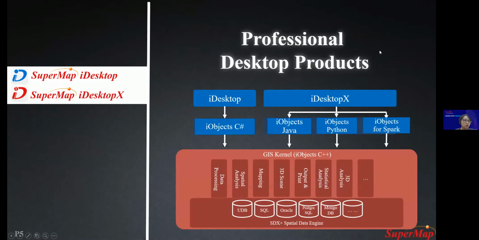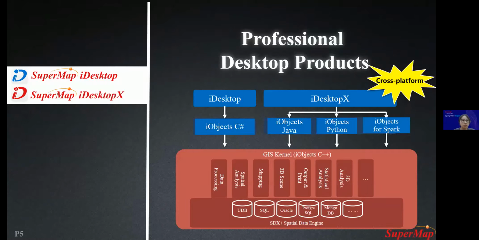SuperMap iDesktop .NET is an enterprise desktop GIS application and development platform. It is a plugin GIS application built by SuperMap iObjects C# and the desktop core library. SuperMap iDesktop X is a cross-platform plugin GIS application and development platform built by iObjects Java, Python, and iObjects for Spark.